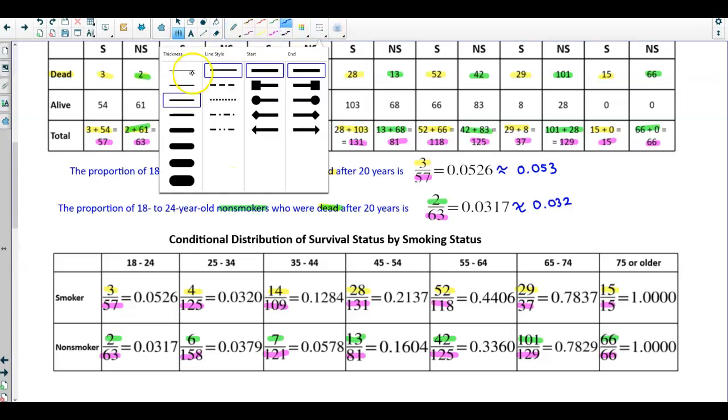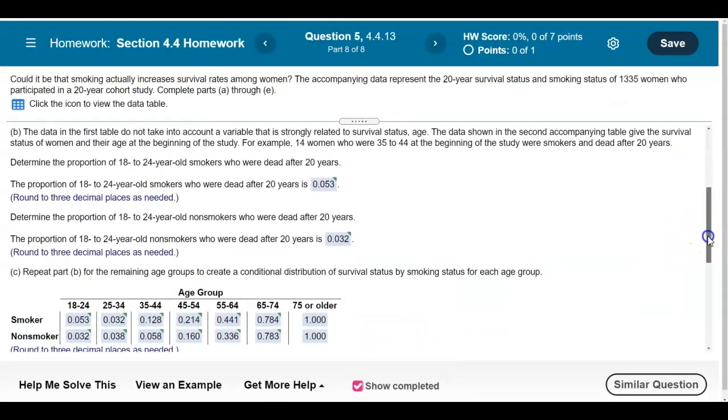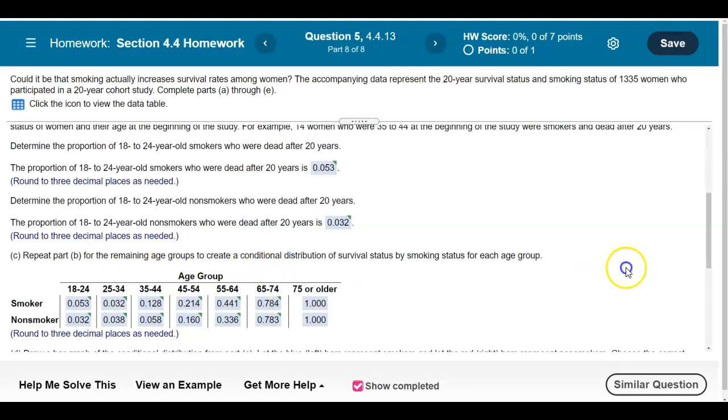Okay, now what we're going to do is round each one of them to 3 decimal places. So again, we have 0.053, 0.032, 0.032 here, 0.038, 0.128, 0.058, 0.214, 0.160, 0.441, 0.336, 0.784, 0.783, 1, and then 1. And then we're going to come in here and fill in our information, and there is our conditional distribution for part C.